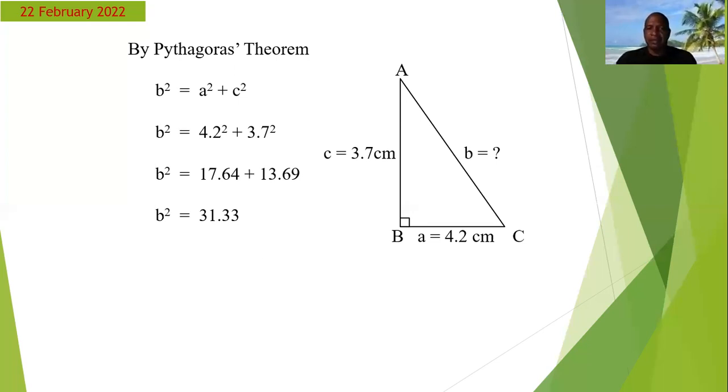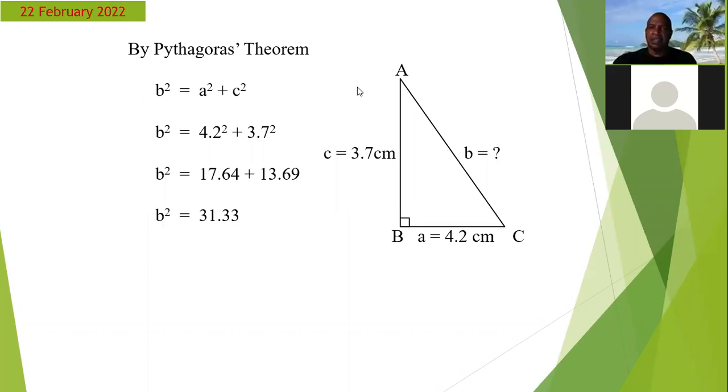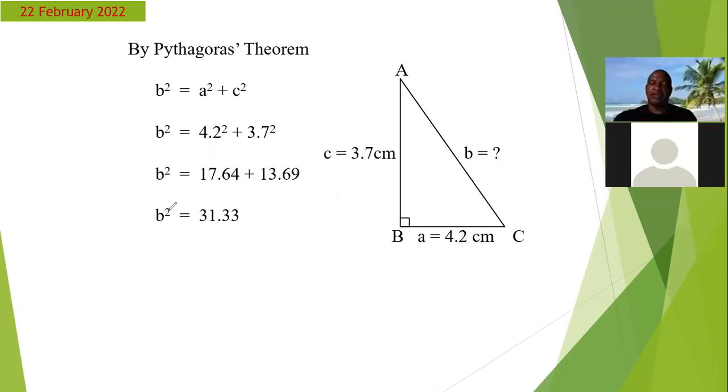Now, in terms of solving for B, what we would have to do is to get rid of the square. One of the things about equations when we are solving is that to cancel out this square, we have to do the opposite of squaring, and the opposite of squaring is finding the square root.